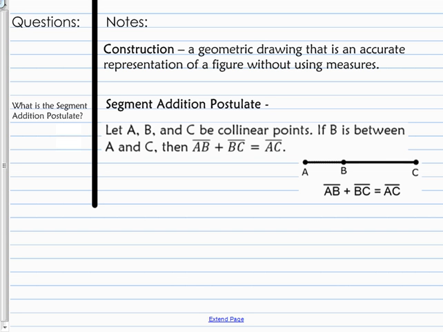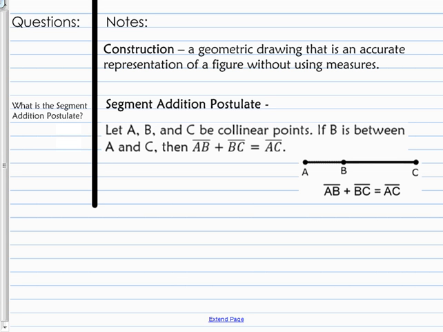First up is the segment addition postulate. According to the segment addition postulate, let A, B, and C be collinear points. And hopefully you remember that collinear points are points that are on the same line. If B is between A and C, then AB plus BC equals AC.